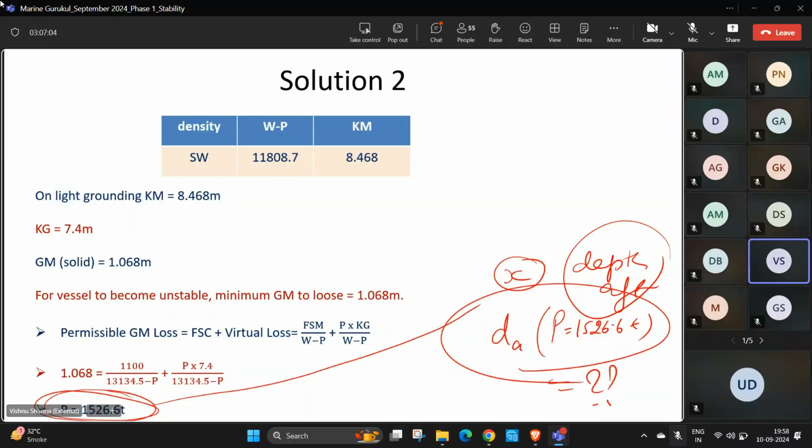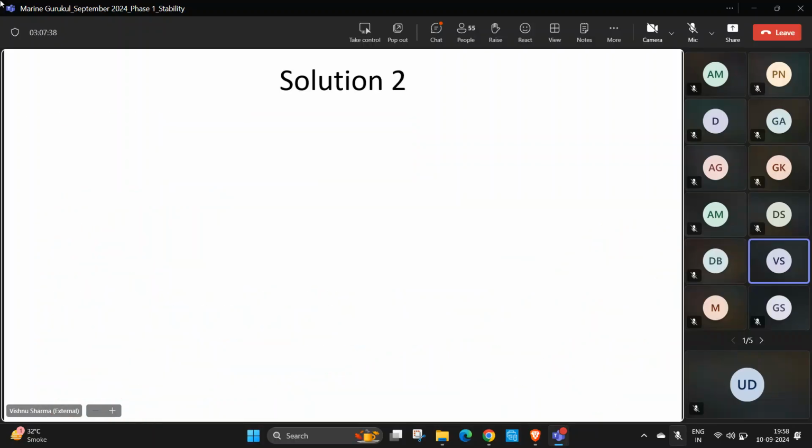How did we find it? We found it in part 1 when she just sat. Now the same thing we are finding for a different time. So you'll find the W minus P draft, you'll find LCF. And what will be the trim of the vessel after she sits overall? It will remain 1 meter only, guys. Am I right? Trim is not going to change after she sits overall, correct? Yes, sir. So then you can find out the depth aft when becoming first unstable.